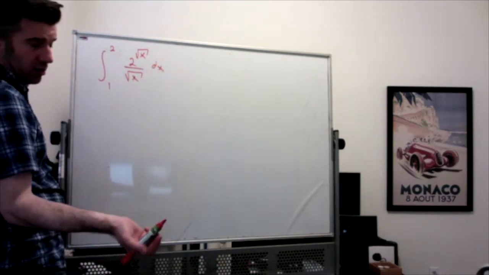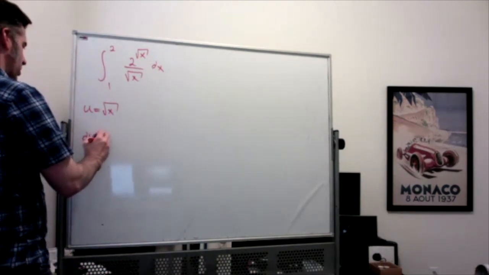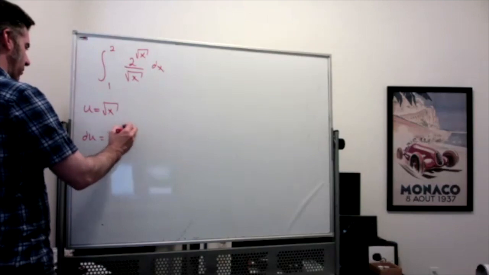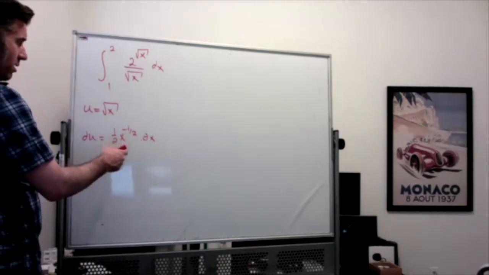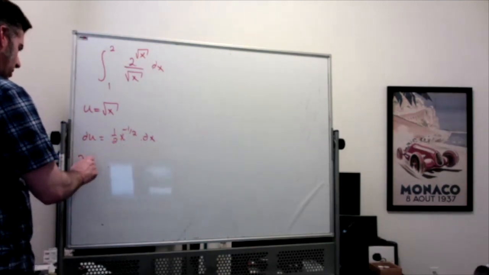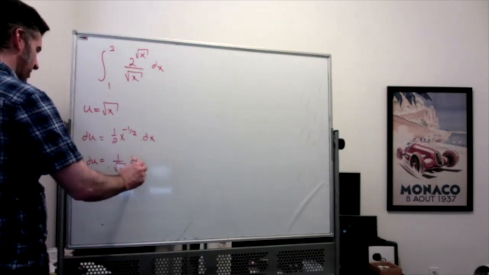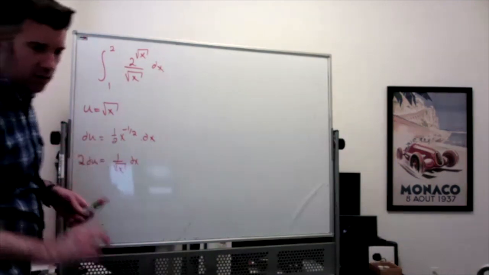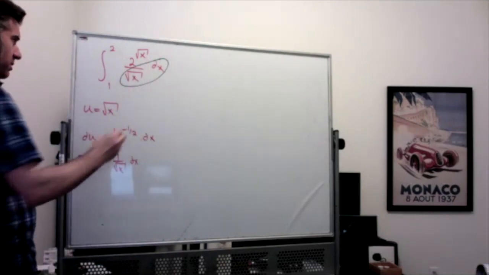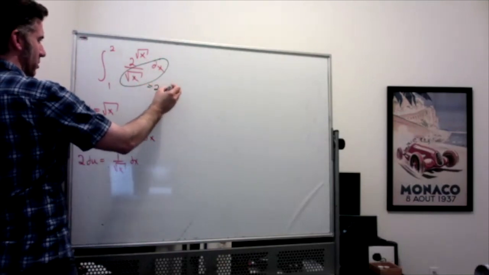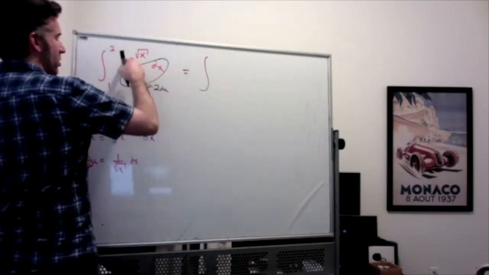So the idea here is we want to do a u sub. We're going to let u equal the square root of x. Du, the derivative, is 1/2 x to the negative 1/2 times dx. And then I'm going to rewrite this as 2 times du equals 1 over the square root of x times dx. And then I'm going to notice that I have dx over the square root of x. That's equal to 2 times du. So this integral is going to become the integral of 2 to the u times du.